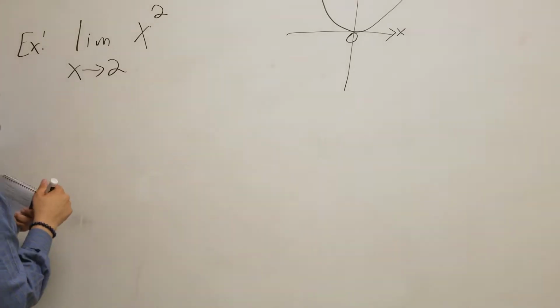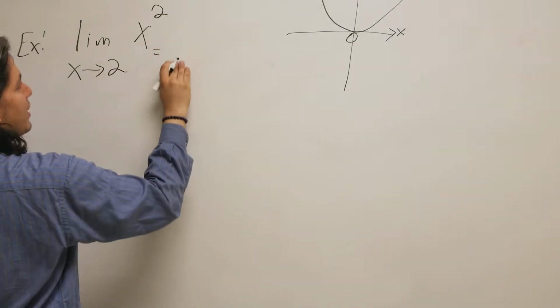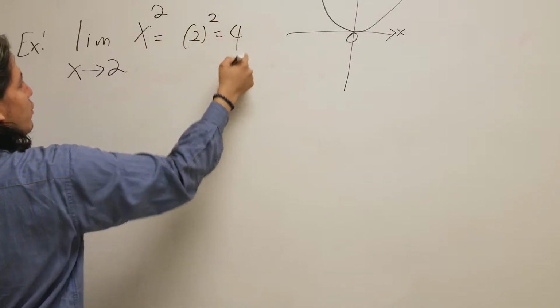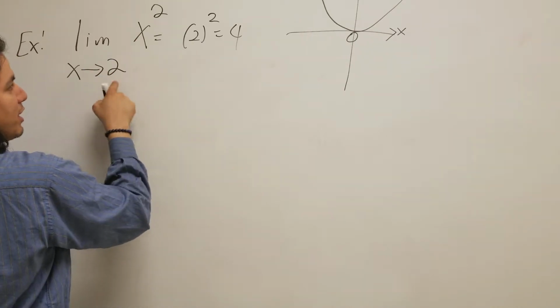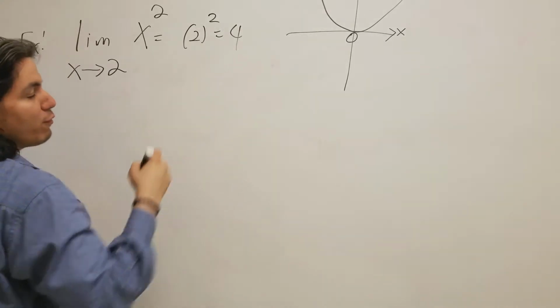The limit definitely exists for this function, because when I take the limit of this function, I get 2 squared, which is just 4, and that's the output. So it's like when you put your element in your machine, it does exist and it will spit out something for you.